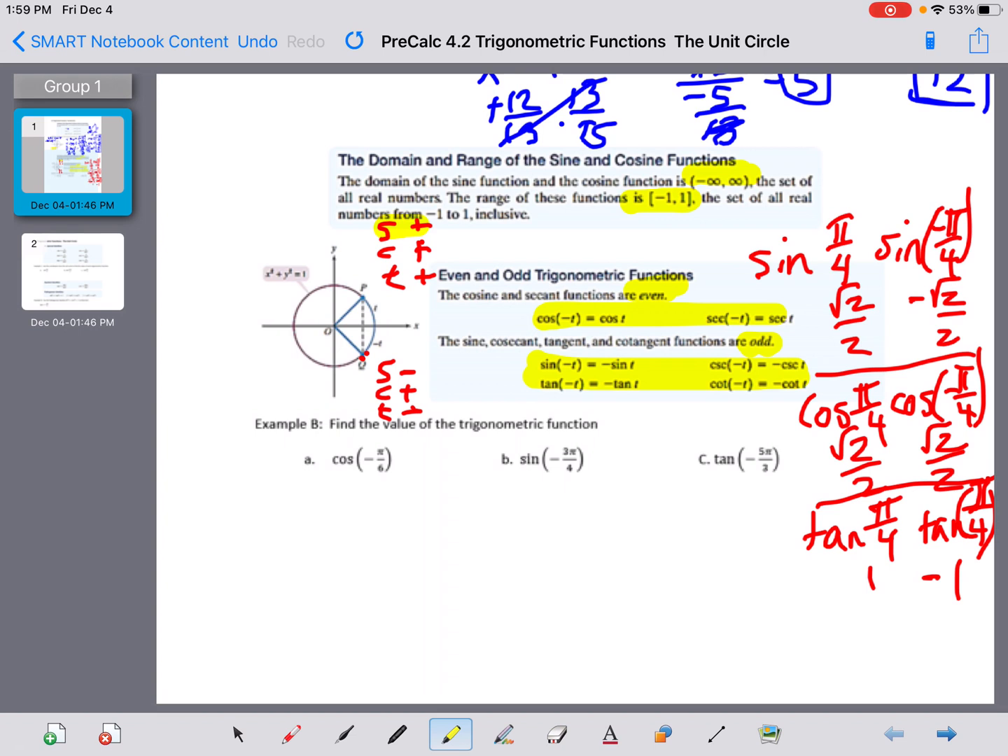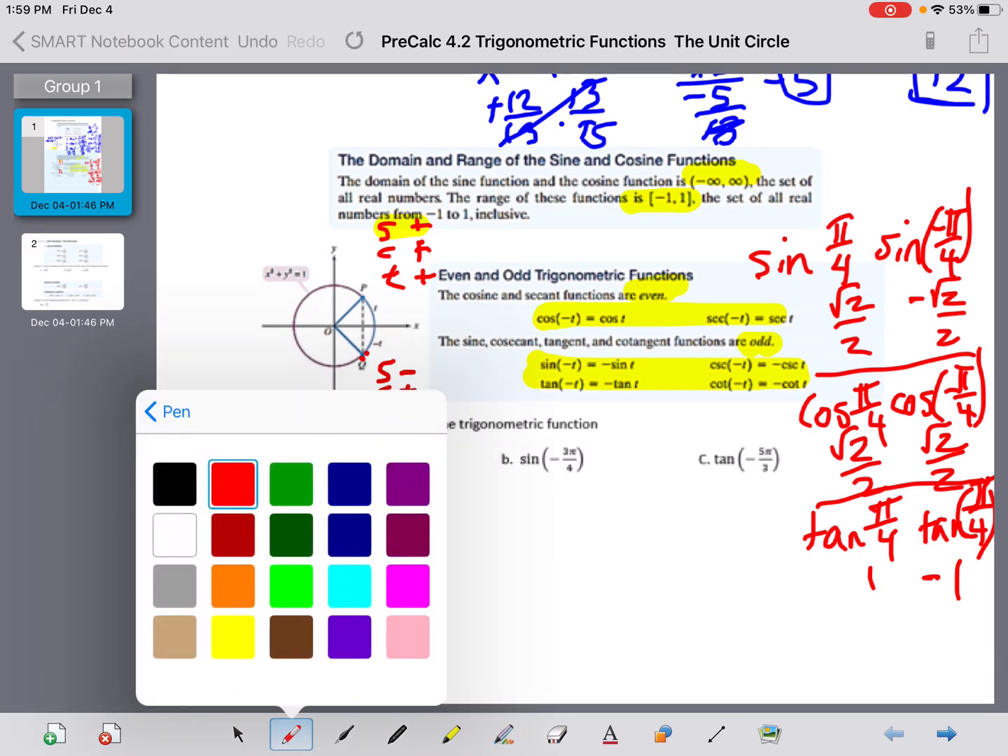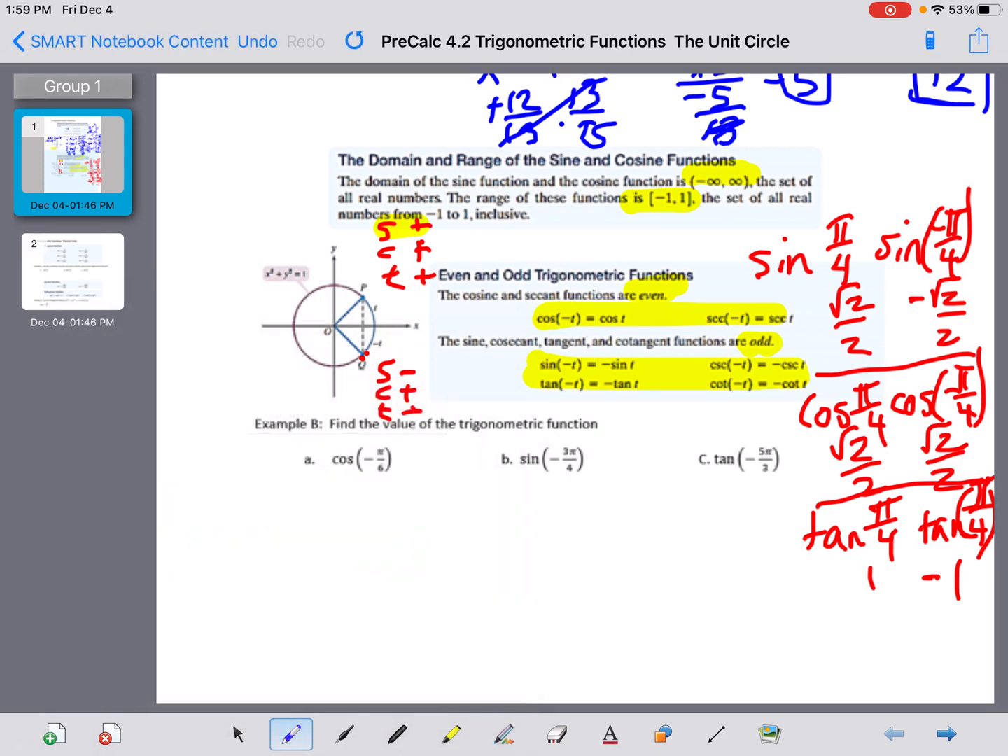So, if you remember these rules, basically what you want to be able to do is if I see something like A where it says the cosine of negative pi over 6, I can ignore the negative because cosine is even, and I can just do the cosine of pi over 6, okay? And if you think of pi over 6, this is where the unit circle comes in. Pi over 6 is my first one. My cosine is my x value, and my x value there is radical 3 over 2, so my answer is radical 3 over 2, okay?